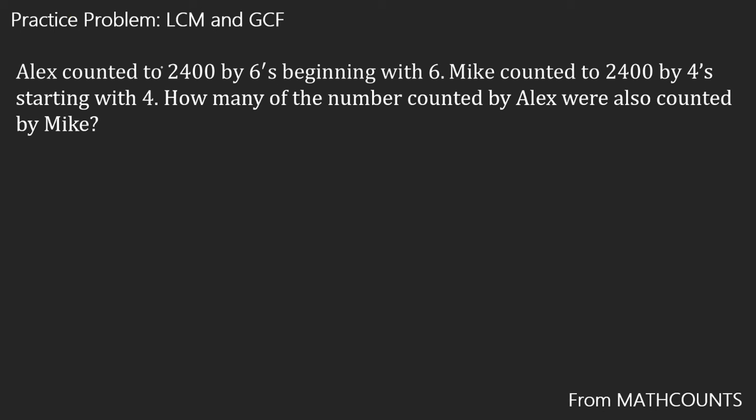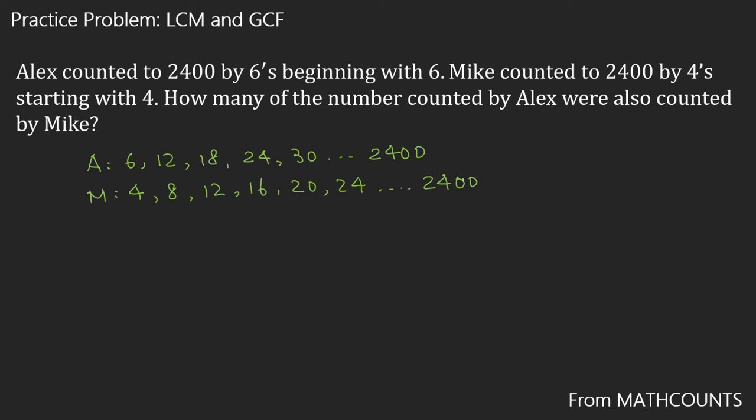Let's first write out the numbers that are counted by Alex and Mike in sequences. So for Alex, he starts counting at 6 and increments by 6. So his numbers are 6, 12, 18, 24, 30, and so on, until he reaches 2,400. Now for Mike, he starts counting at 4 and increments by 4. So his numbers are 4, 8, 12, 16, 20, 24, until he also reaches 2,400.